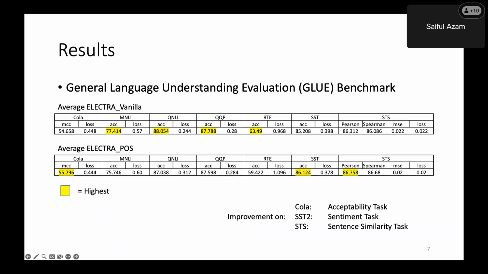First, we evaluated with the GLUE benchmark, where we can observe that Electra POS, which is Electra that has been embedded with the grammatical information, has improved in terms of acceptability tasks, sentiment tasks, and sentence similarity tasks. While the difference is not large, we hope to further tune the Electra model to its full potential.